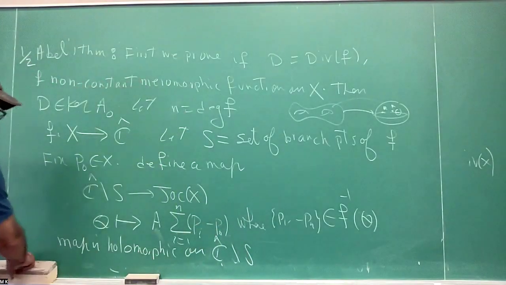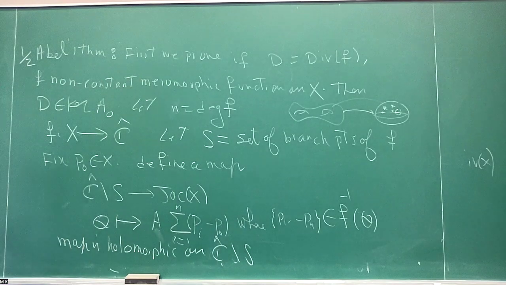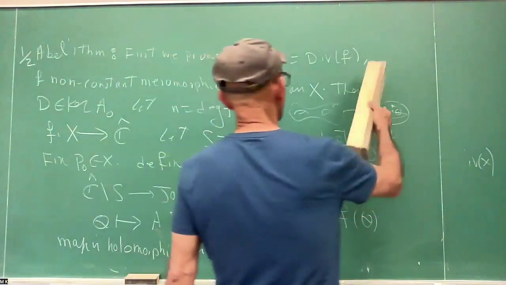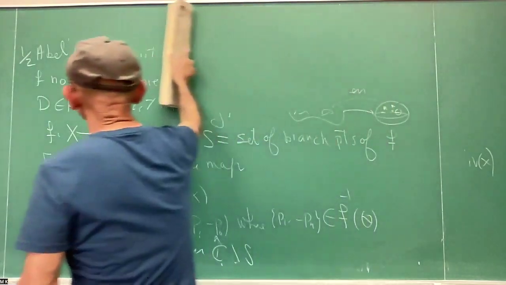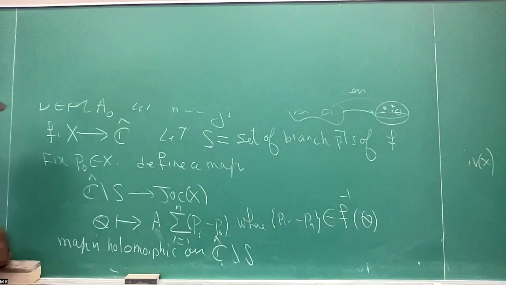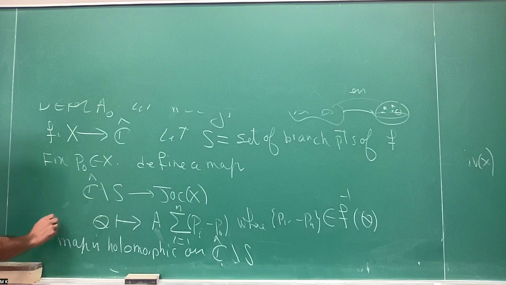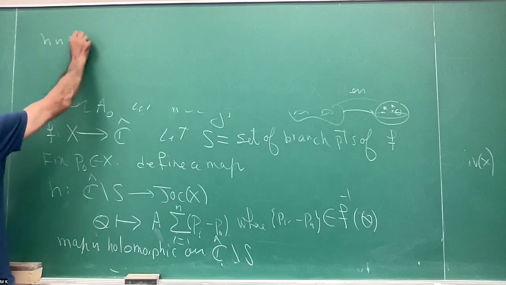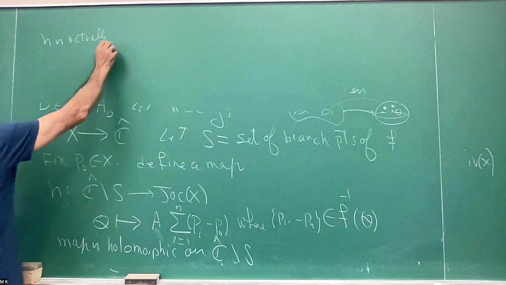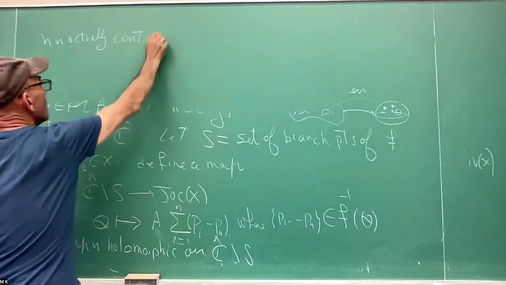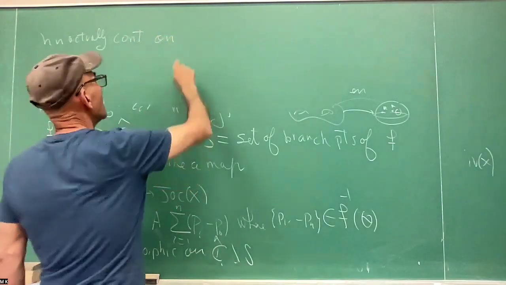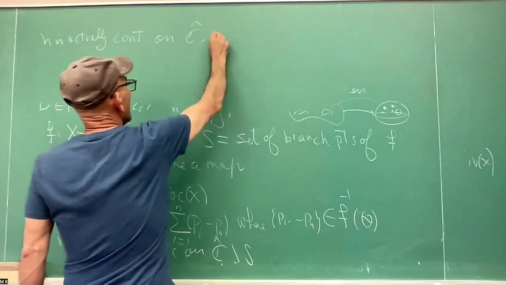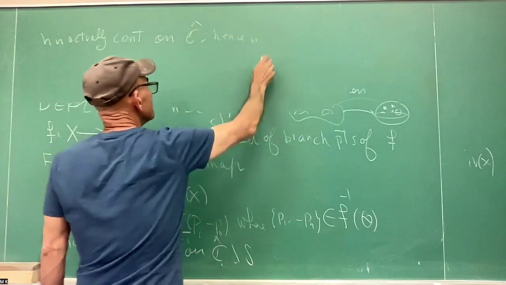Then you can show, it's not difficult actually, that this map is continuous at those branch points. I don't want to give names to these maps, but maybe I should. So let's call it H. H is actually continuous on C hat, hence is holomorphic.